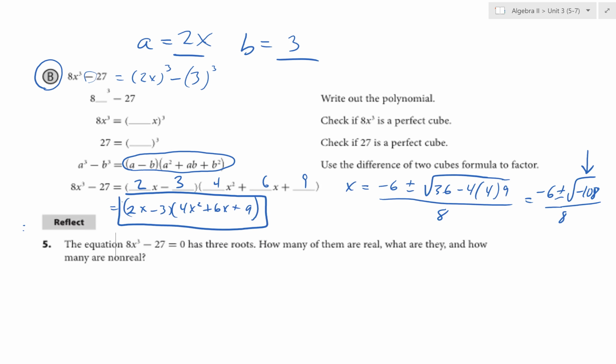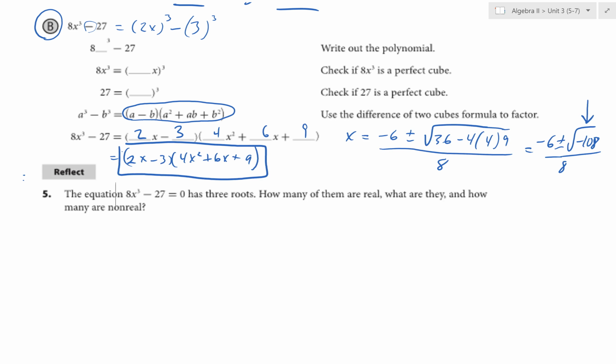Okay? And then the next question is related to what we just did. If we now take that same polynomial and set it equal to 0 to find its roots, it's a third degree polynomial, so it should have 3 roots altogether. We get the 3 roots by setting the factors equal to 0. Okay, we want to know, when is this whole thing equal to 0? When that's 0, or when that's 0.